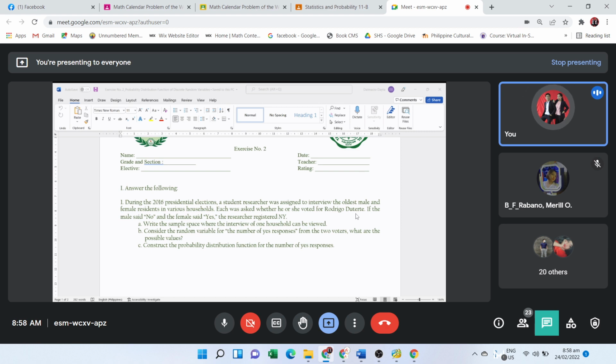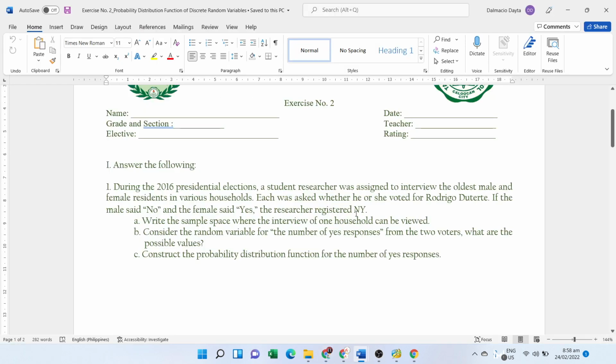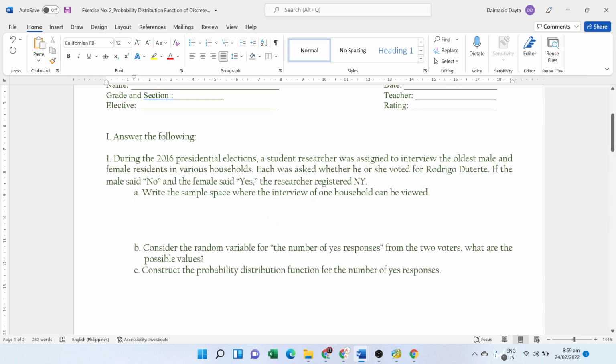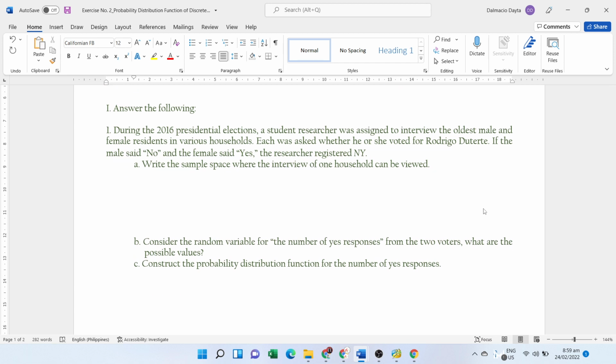Before we can write the probability distribution, we need to follow these steps in number 1. First step is to write the sample space of the events in the problem. And in our problem, it is the responses, no, of the interviewees of one household. So the answer can only be yes or no. No? So for letter A, let Y be the yes responses and N be the no responses.